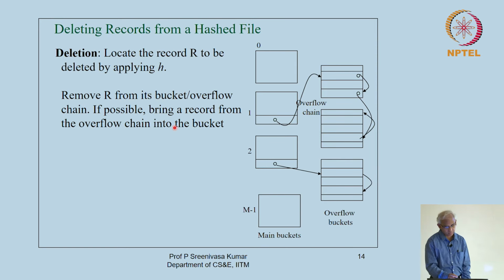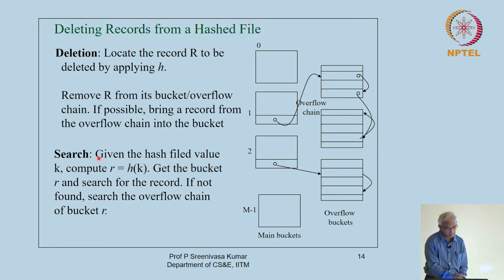So that's how you need to do it. If possible, bring a record from the overflow chain into the main bucket. That's also possible. For example, if a slot becomes empty here because of deletion, you might bring in the first record that is there in the overflow chain into the main bucket and then cut short the overflow chain, because having an overflow chain is actually a burden. Right? Because you have to follow it.